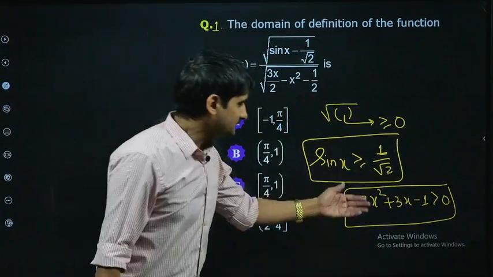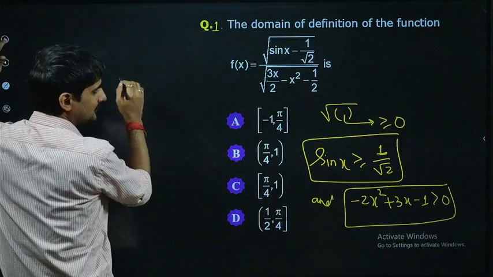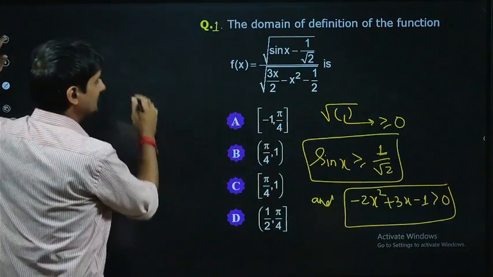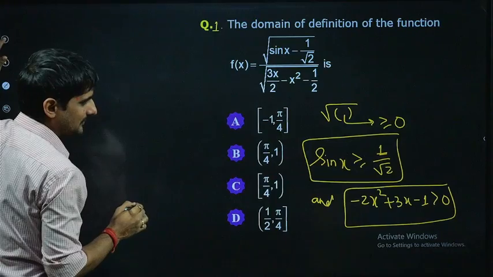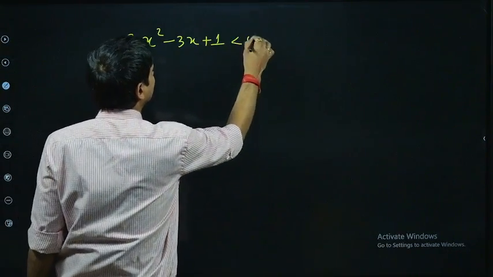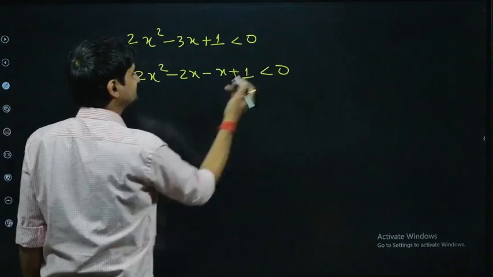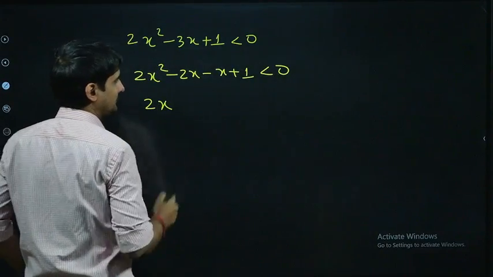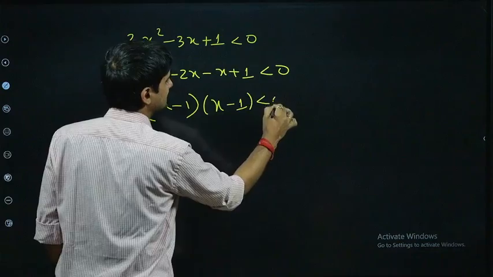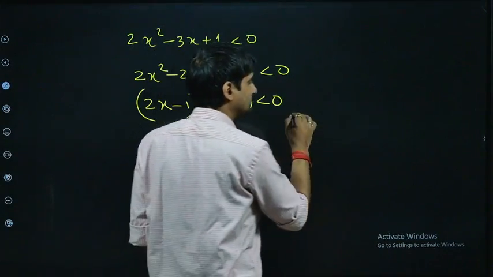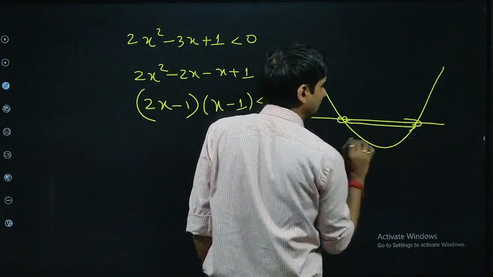Of course, the first one we will solve to start with, because that's a simple quadratic, open down. So I will just multiply both sides by negative. So it's 2x squared minus 3x plus 1 is less than 0. Using middle term split, we can factorize it. And what do we get here? The factors are 2x minus 1 into x minus 1 is less than 0. Now it's an open upward quadratic, and an open upward quadratic is negative between the roots, yes or no?